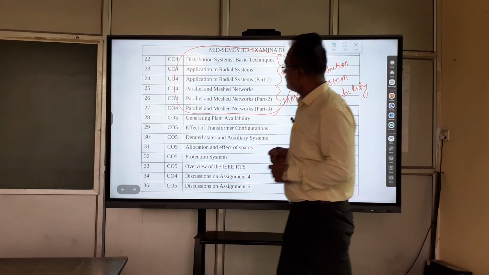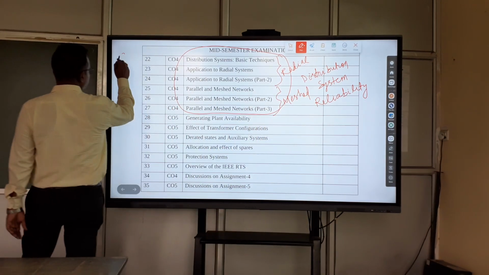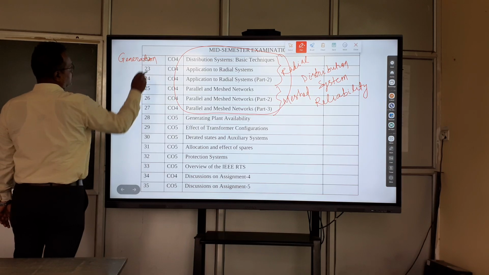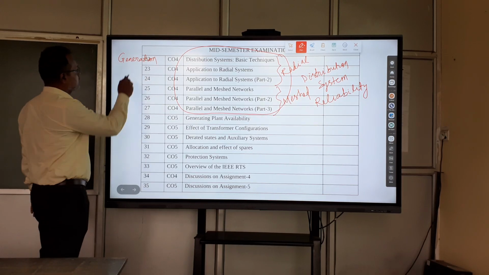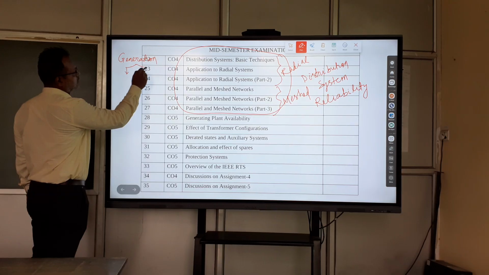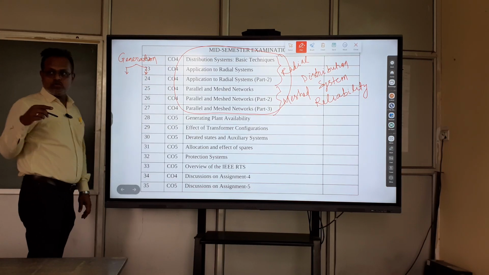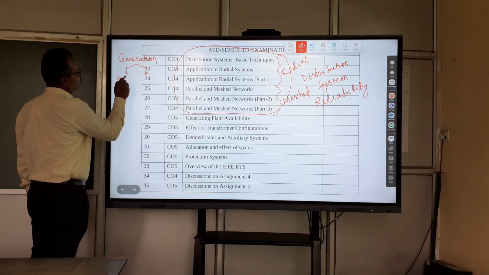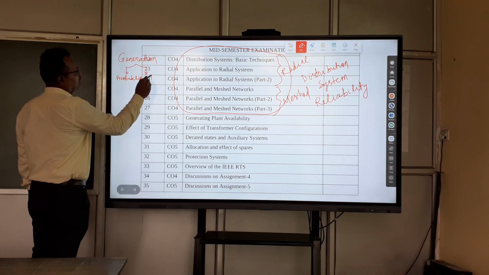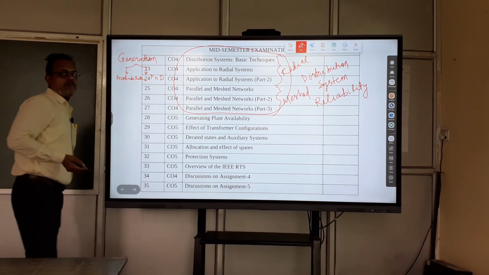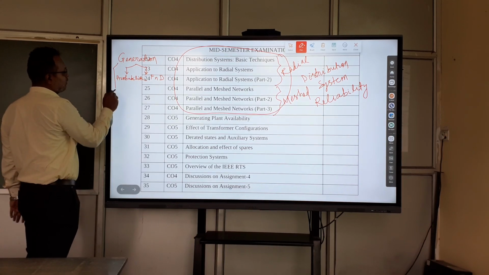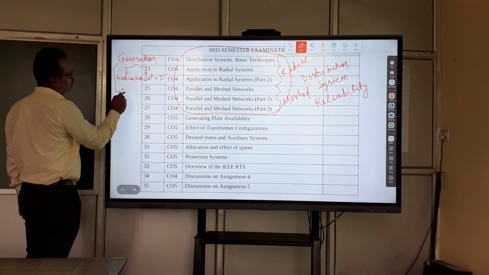So what did we start with? We started with distribution system reliability. And we approached it in two different ways. One was probability, and the other was frequency of distribution.